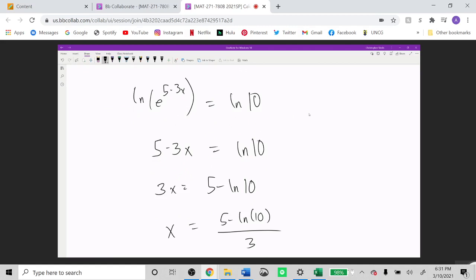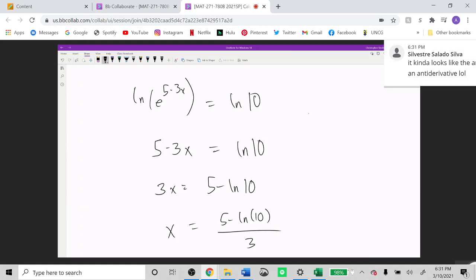We could approximate this in a calculator, but if, for instance, WebAssign asks for an exact answer, you need to enter this answer. If you enter a decimal answer when you're asked for an exact answer, then your answer is wrong. And that's not being picky. That's just, you're wrong, right? Not to be harsh.